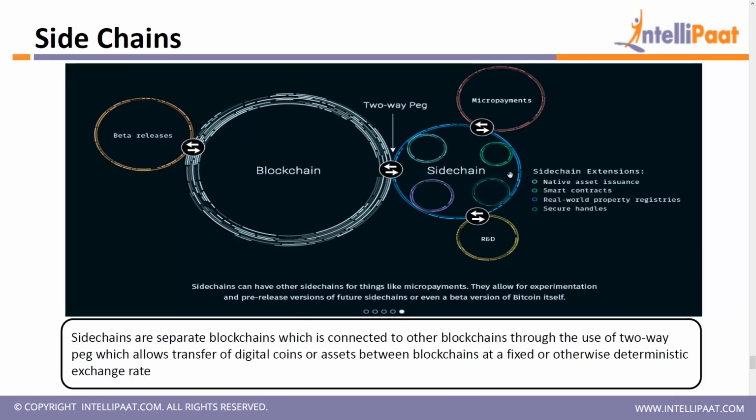Sidechain extensions can be done in the following manners. They can be used as native asset issuance. They can be used as smart contracts. They can be used as real-world property registries, and they can be used to secure handles. Sidechains can have other sidechains for things like micropayments. They allow for experimentation, pre-release versions of future sidechains, or even a beta version of Bitcoin itself.